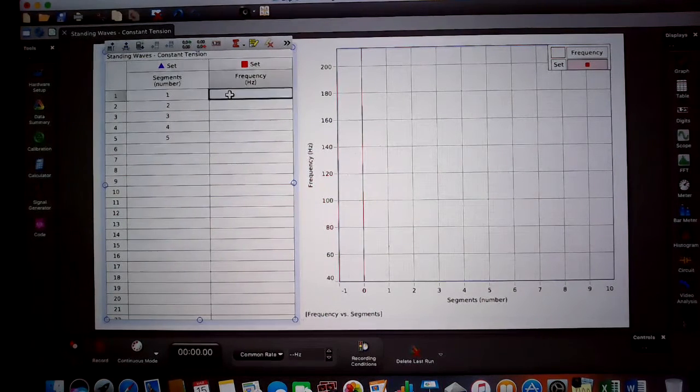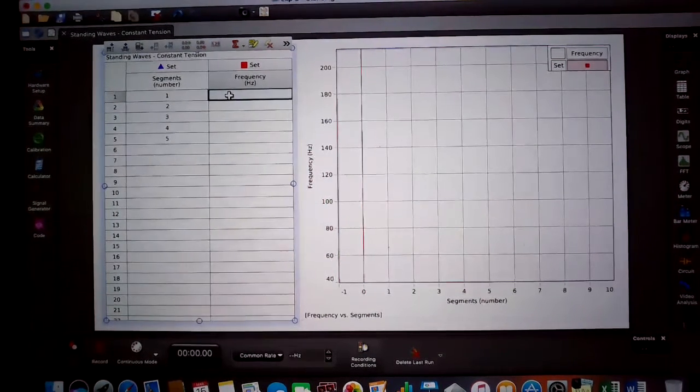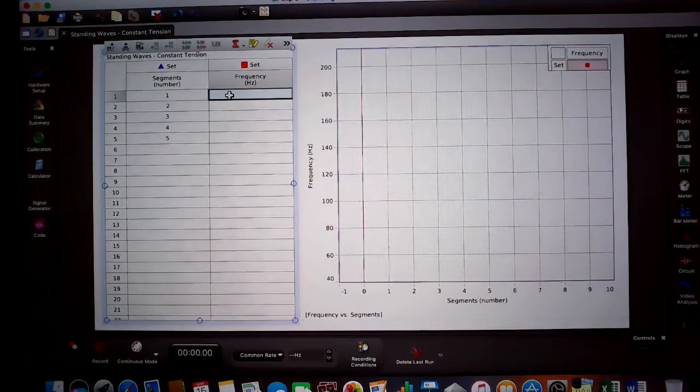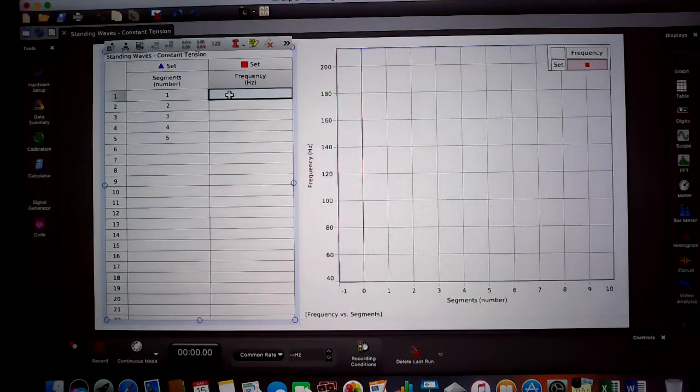Okay, and remember, for the second part we had a fixed tension. So our tension in the rope, we had 500 grams, half a kilogram hanging off. So it was 4.9, but we don't change that for the experiment. We just change the frequency.